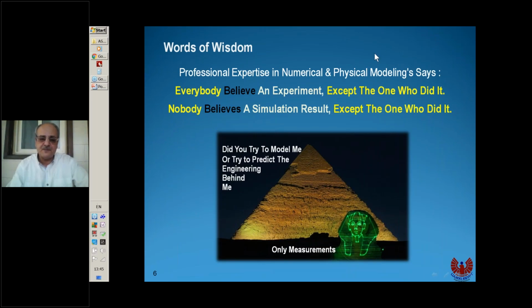Word of wisdom: one of the professional experts in numerical and physical modeling, my professor, said that everybody believes an experiment, except the one who did it. But nobody believes simulation results except the one who did it.